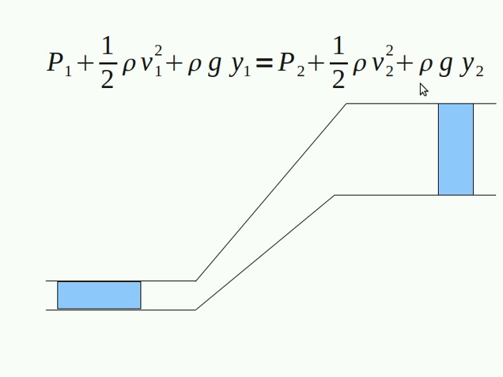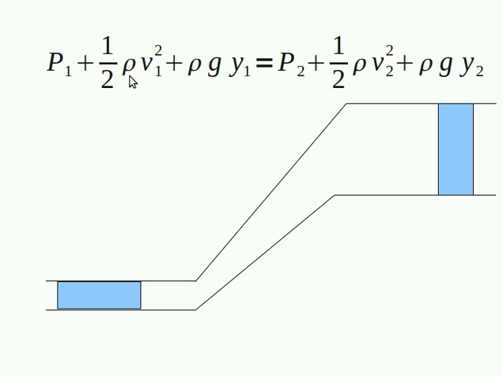So the density doesn't change. Again, the fluid is incompressible, but the pressure can change, the velocity can change as we've already talked about, and then the height changes. So this is just the pressure of the liquid at this point. This is the pressure of the liquid at this point. This term here is related to the initial kinetic energy. This term is related to the final kinetic energy, and then this term is related to the initial potential energy, and this term is related to the final potential energy.